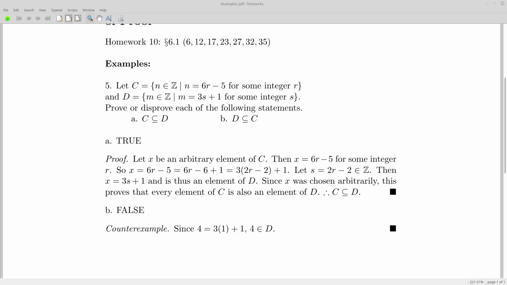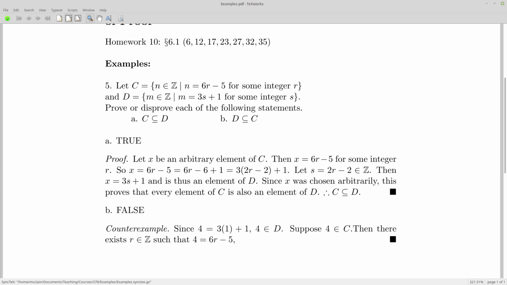And let's establish that with a little bit of contradiction. Let's suppose that 4 is in C, and then by the definition of C, that means that there's some r where 4 is equal to 6r minus 5. Now we can rearrange that equation a little bit. We can add 5 to both sides, and we can divide by 3. So that's equivalent to saying 3 is equal to 2r.